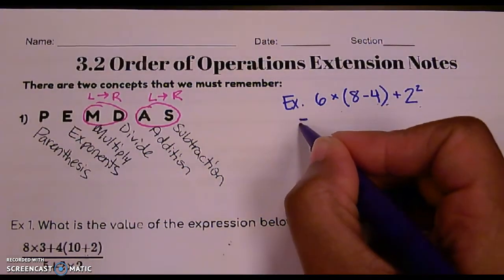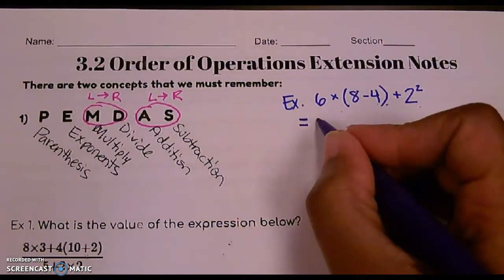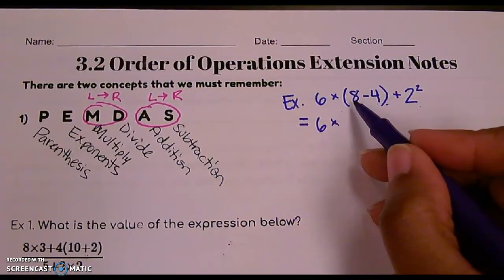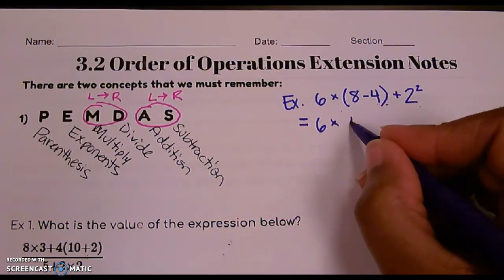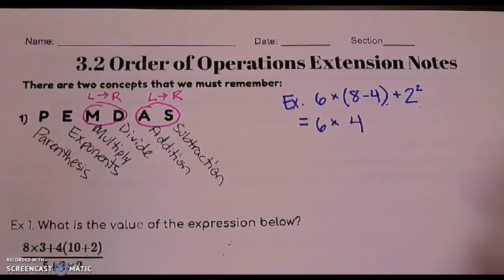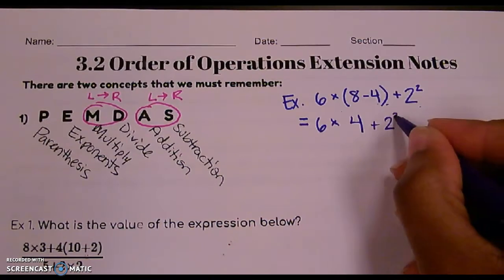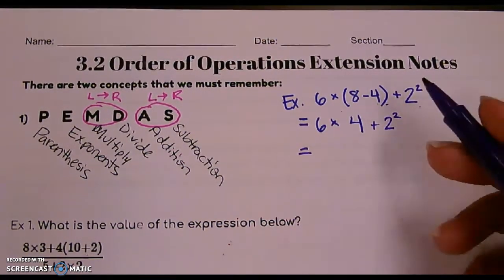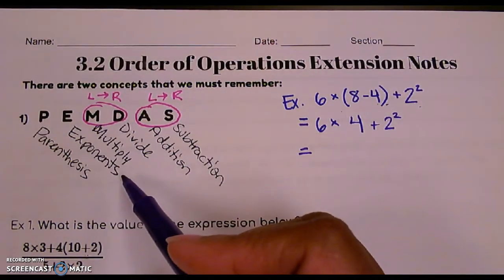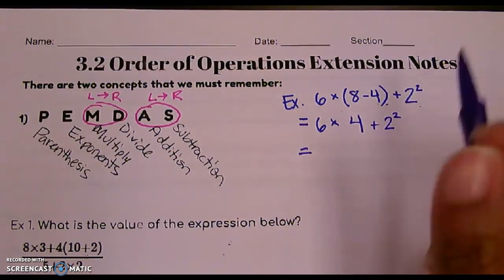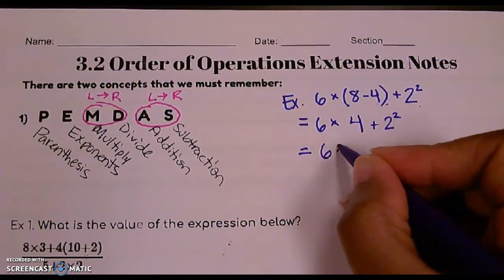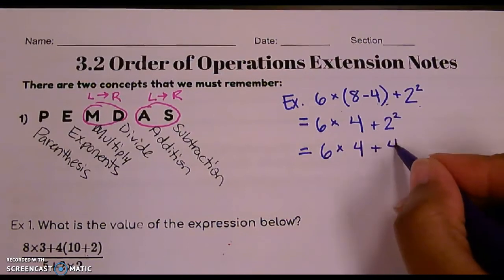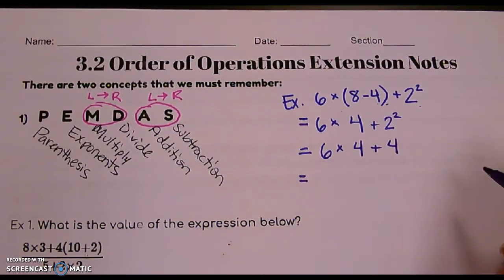So I will start by writing my equal sign, bringing down 6 times. When I solve what's in parentheses, 8 minus 4 is 4. So I'm going to bring down my 4, plus 2 to the second power. I'm going to bring down my equal sign. The next thing is to handle any exponents, which we have one right here. So I'm going to bring down 6 times 4 plus 2 to the second power is 4. Bring down my equal sign.